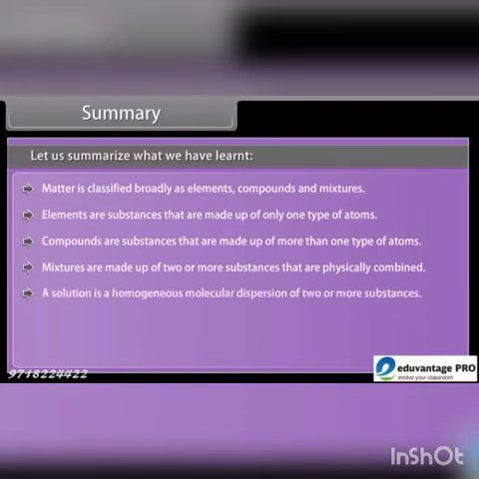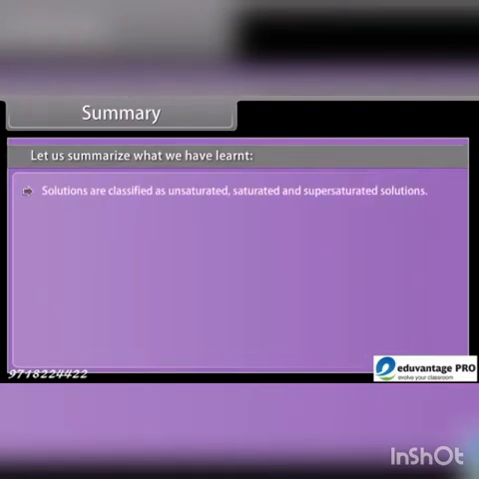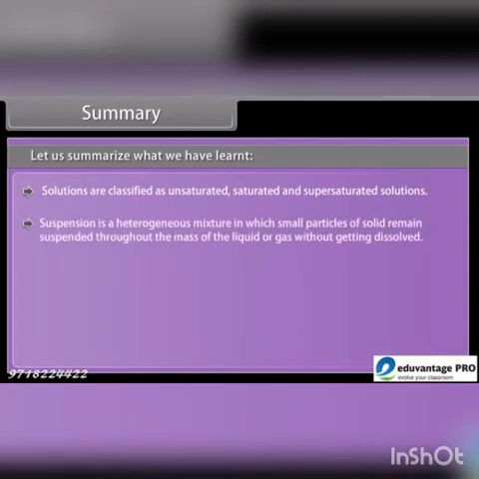A solution is a homogeneous molecular dispersion of two or more substances. The liquid in which a substance is dissolved is called a solvent. The substance which gets dissolved in the solvent is called a solute. Solutions are classified as unsaturated, saturated, and supersaturated solutions. Suspension is a heterogeneous mixture in which small particles of solid remain suspended throughout the mass of the liquid or gas without getting dissolved.